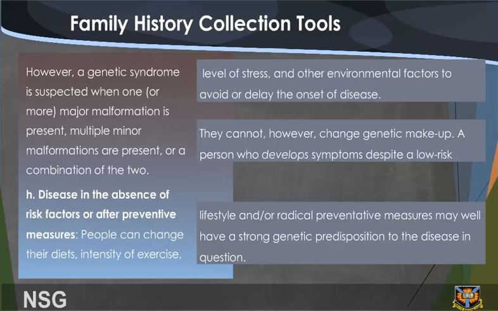H. Disease in the absence of risk factors or after preventive measures. People can change their diet, intensity of exercise, level of stress, and other environmental factors to avoid or delay the onset of disease. They cannot, however, change genetic makeup. A person who develops symptoms despite a low-risk lifestyle and/or radical preventative measures may well have a strong genetic predisposition to the disease in question.